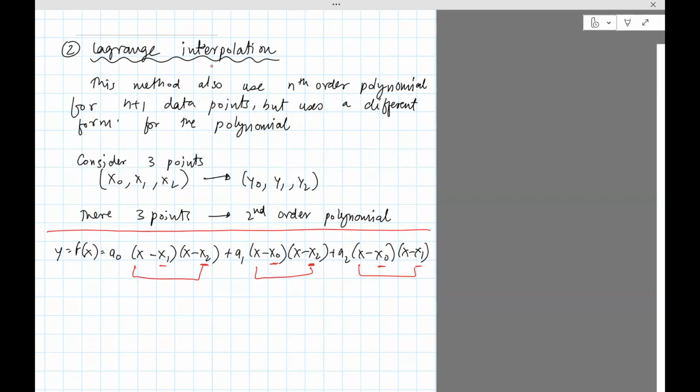Okay, so what is the advantage of writing the polynomial in such a complex way? It turns out that it makes your life easy when you want to find the coefficients.